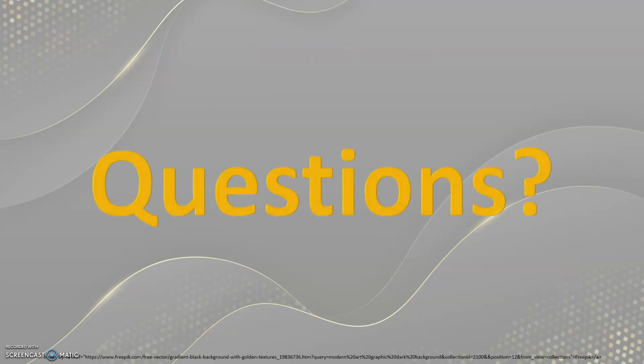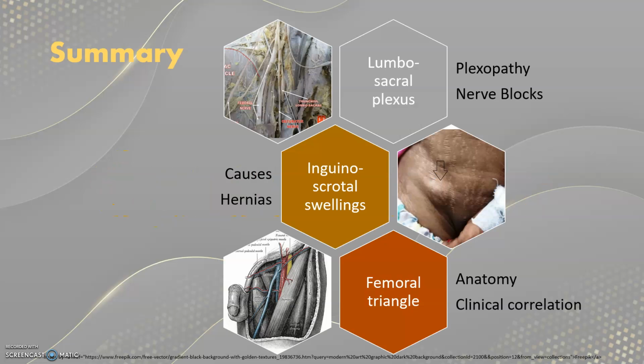So this was a short talk on the lumbosacral plexus with some clinical correlates. As with the brachial plexus, it is important to understand the origins of the nerves of the lower limb and the clinical significance, such as plexopathy and sciatica. So in summary, we looked at the lumbosacral plexus.